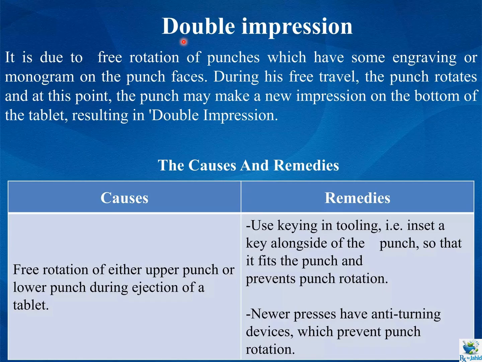Our last problem is double impression. So why does double impression occur? During the free rotation of punches which have some engraving or monogram on the punch faces, during this free travel, the punch rotates and at the end point, the punch may make a new impression on the bottom of the tablet, resulting in double impression. So during the free rotation of punches, this problem arises. Free rotation of either upper punch or lower punch during ejection of a tablet. So these are the causes, and the remedies would be according to the causes.